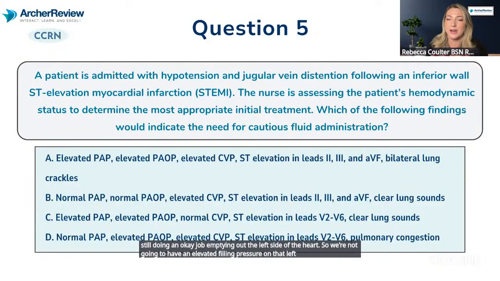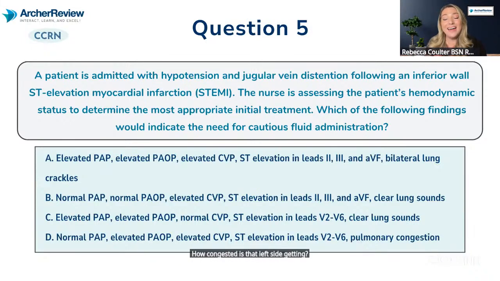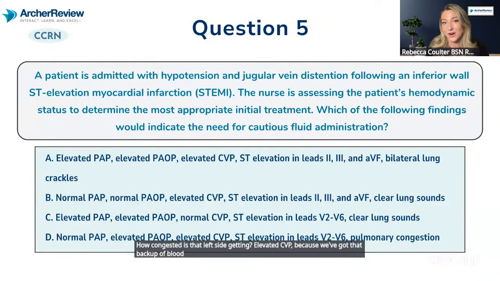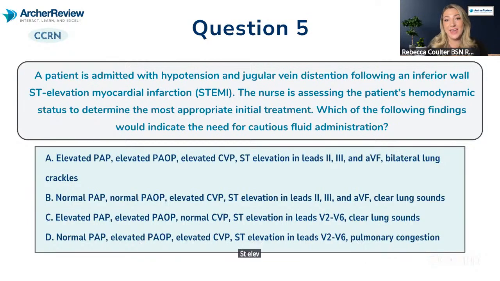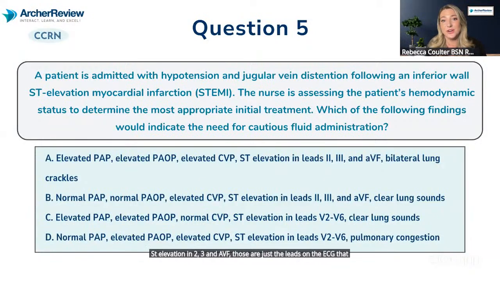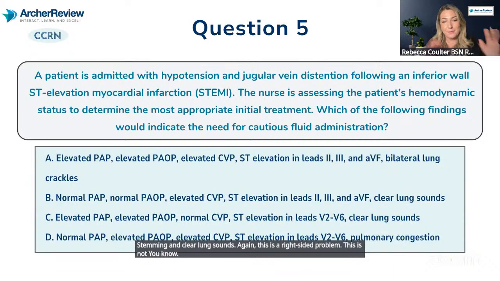That's what that wedge pressure, that PAOP, really gives us an idea of: how congested is that left side getting. Elevated CVP, because we've got that backup of blood flow from the right side of the heart leading to the venous system. ST elevation in 2, 3, and aVF. Those are just the leads on the ECG that correlate with an inferior wall MI, STEMI. And clear lung sounds. Again, this is a right-sided problem, not the left side having a backup of flow into the pulmonary system. So we'll have clear lung sounds.